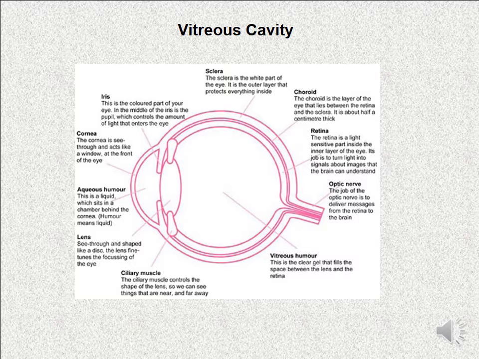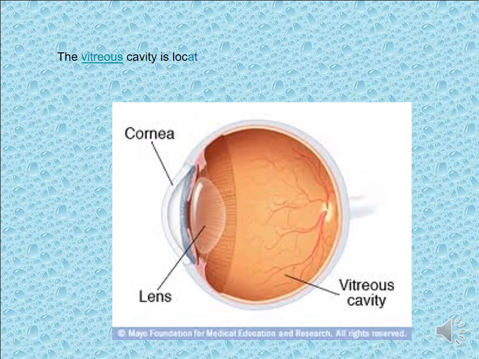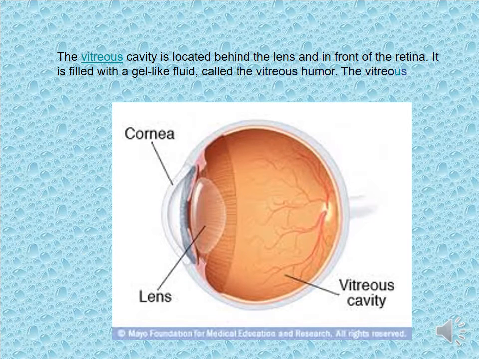And beyond the lens, we have a large cavity called the vitreous cavity. The vitreous cavity is located beyond the lens and in front of the retina. It's filled with a gel-like fluid called the vitreous humor. The vitreous humor helps maintain the shape of the eye.